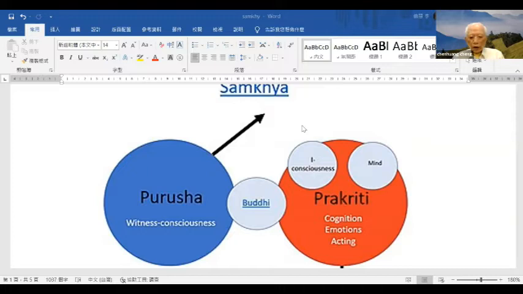The meaning of Prakriti is not only a kind of material principle, or the material foundation, or the material element, but Prakriti has the function of cognition, or emotions, or acting. So it is not limited to materiality. It has the function of our mind, our mental function. It is something like mind and consciousness. This is Prakriti.